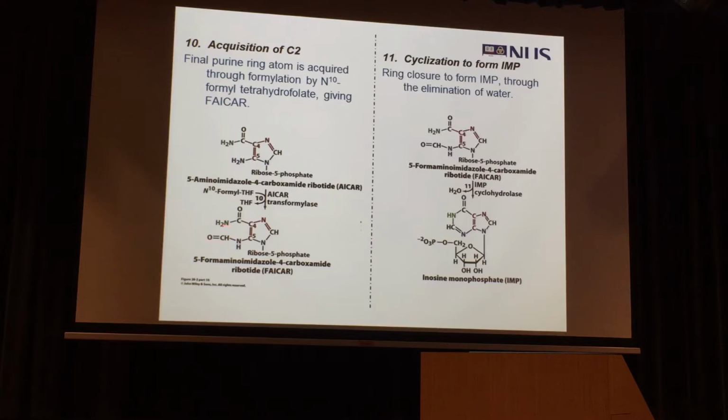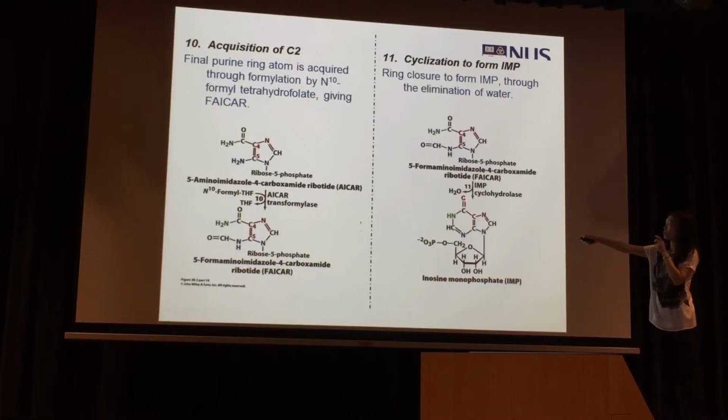After you add this, the last reaction is to close up the ring. Same as before, now we close up the ring here too, with a condensation reaction. Over here, we can also close it up by eliminating water. And over here, finally, you have what we want, inosine monophosphate. The base is inosine, with CO on top.